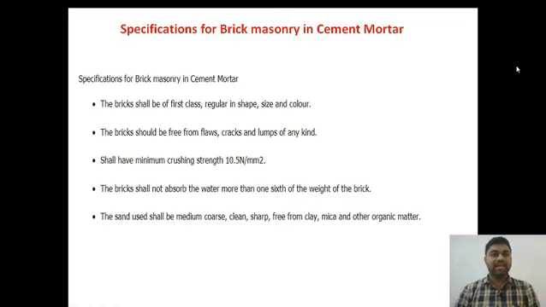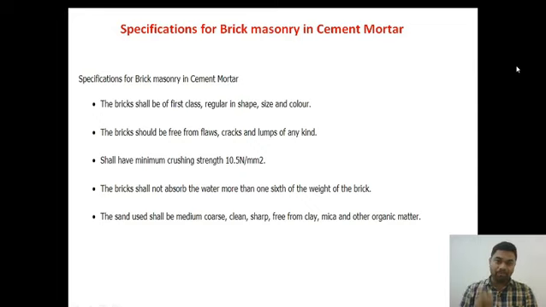Let us see the detailed specification which is required for brick masonry in cement concrete. Specification for brick masonry in cement concrete. The bricks shall be of first class, regular in shape, size and color. What quality of brick do we need to use? The brick shall be of first class. It should be regular in shape, whatever the cuboid shape. Whatever bricks we get should be cuboid.